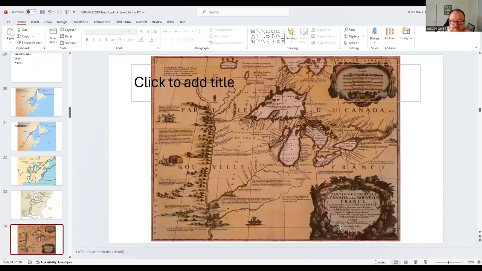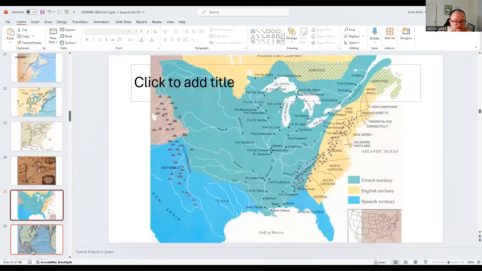And this is one of La Salle's maps. And you can see here, the French will eventually grab this territory. So Spanish Florida, and then of course Spain will have everything going all the way up to California, but the French will take massive amounts of Canada and the Mississippi Valley and part of what we now call the Midwest.